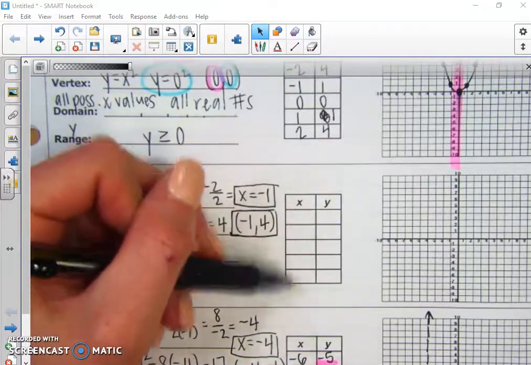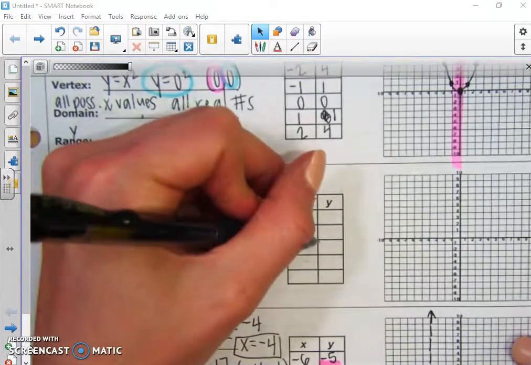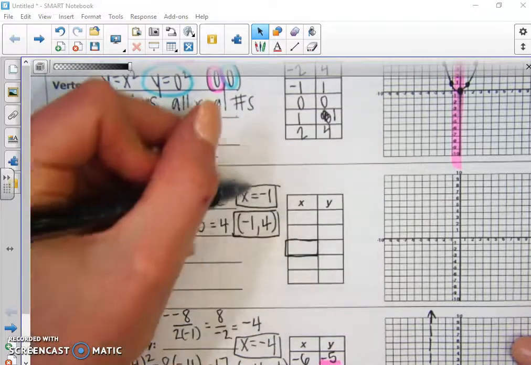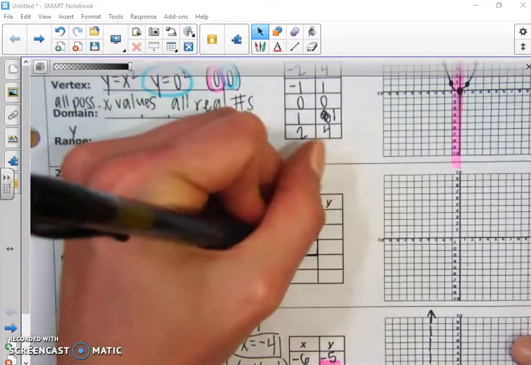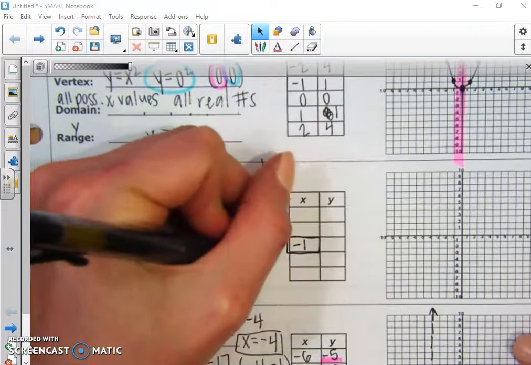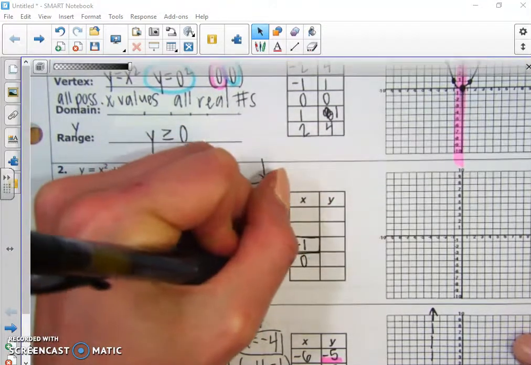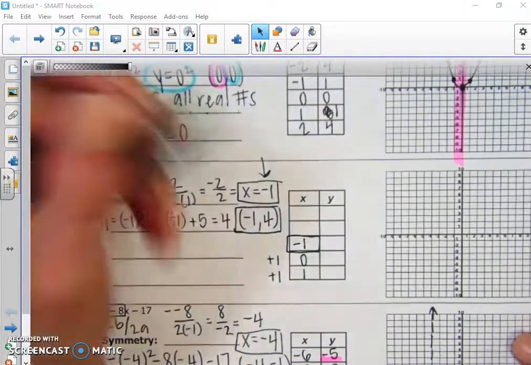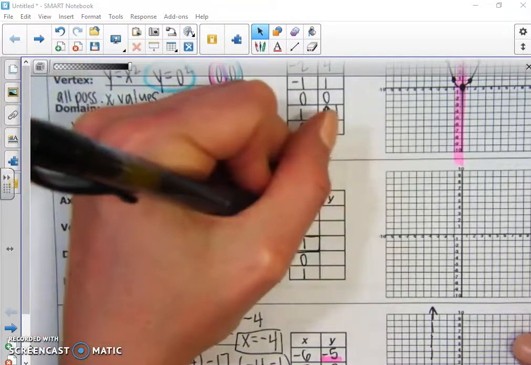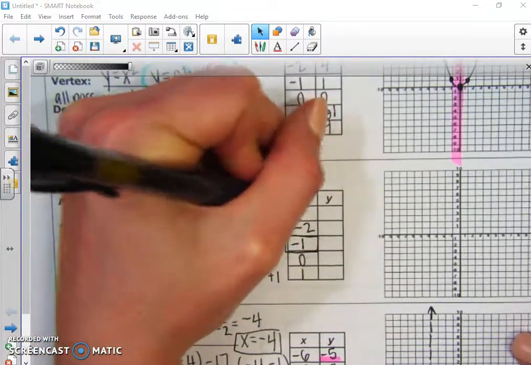So now we're going to create a table of values. Remember what I said before, for this middle x value, use the axis of symmetry. So let's make that -1. The next two, we're going to add 1, so 0, add another 1, so 1. And then in the other direction, we're going to subtract 1, so -2, and subtract 1, so -3.